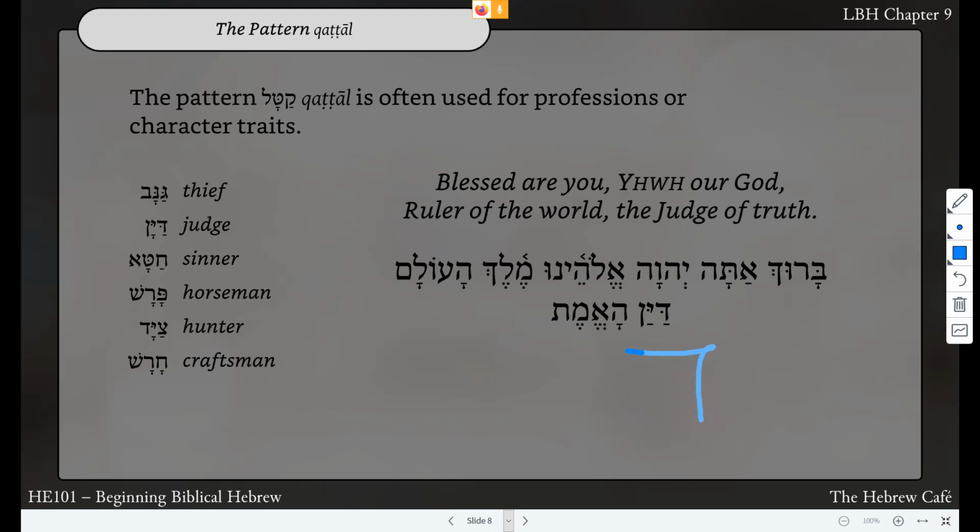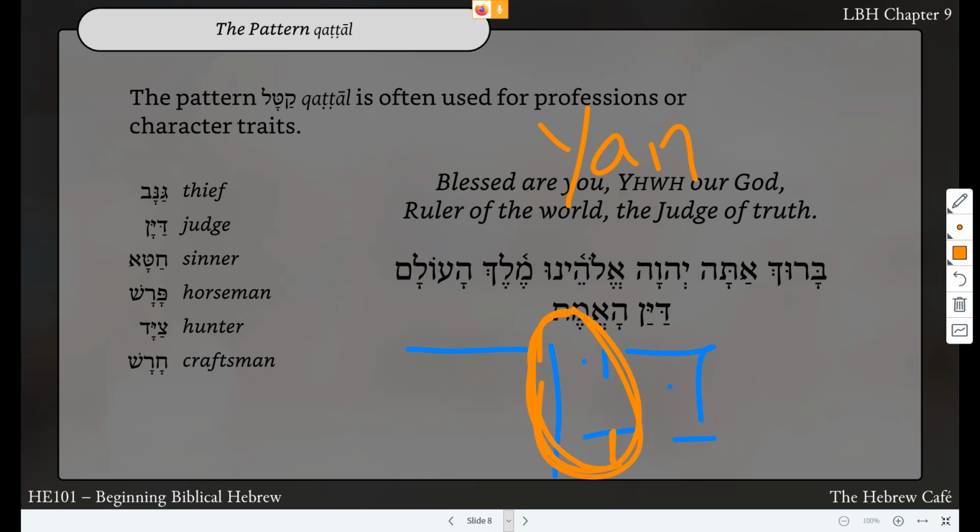Because when it's in construct, it loses its accent, technically. So this becomes a closed syllable. Let's change the color. This is a closed syllable, yan, Y-A-N. And it's unaccented. So if you left the kamatz, it would be O, dayon. You don't want dayon because it would be a closed unaccented syllable. It needs to have a short vowel. That would be O. So it switches to patach to keep the ah sound. Dayan.